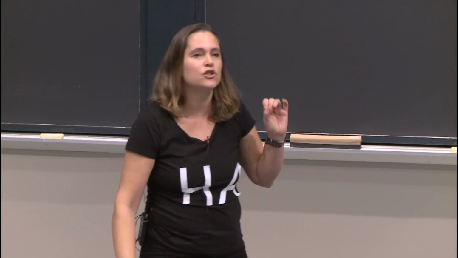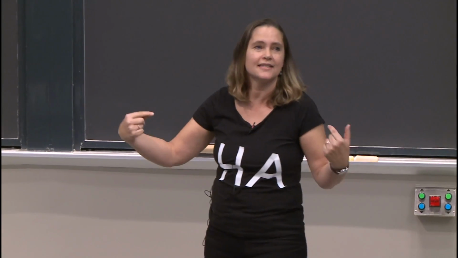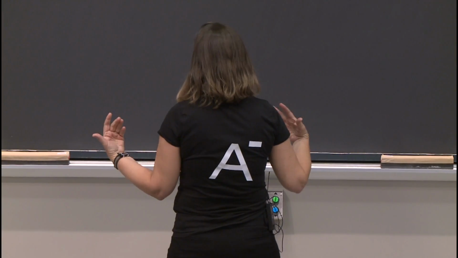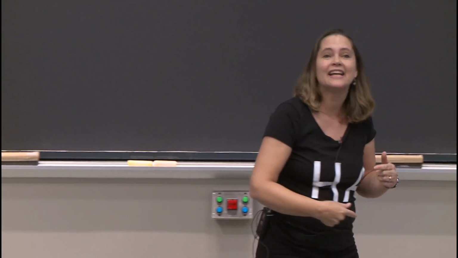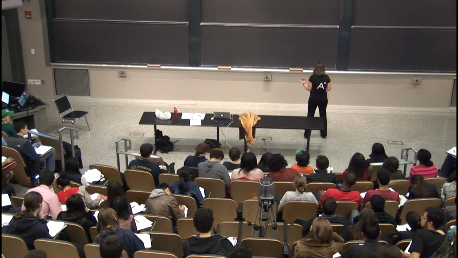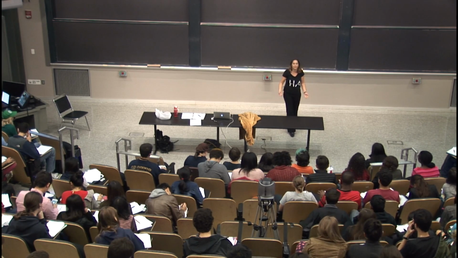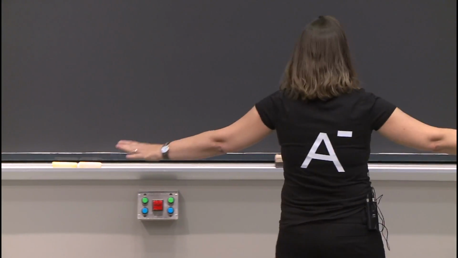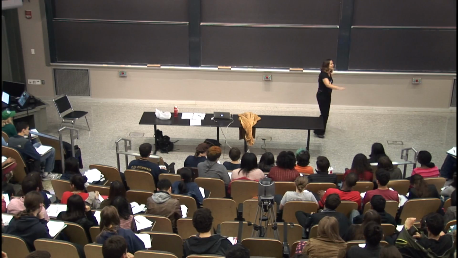So the key to a buffer is that it has an acid, HA, but it also has the conjugate base, A minus. If it just has HA, it's a weak acid. That's not a buffer, that's a weak acid. If you just have A minus, you just have your base. That's not a buffer. You need both an acid and a base.